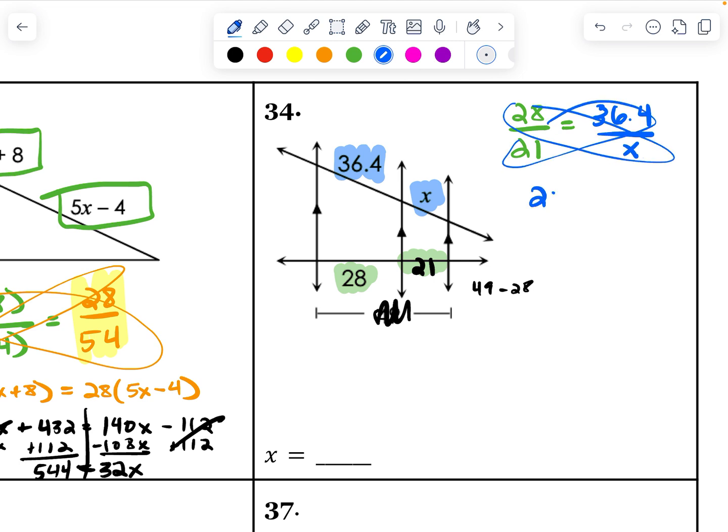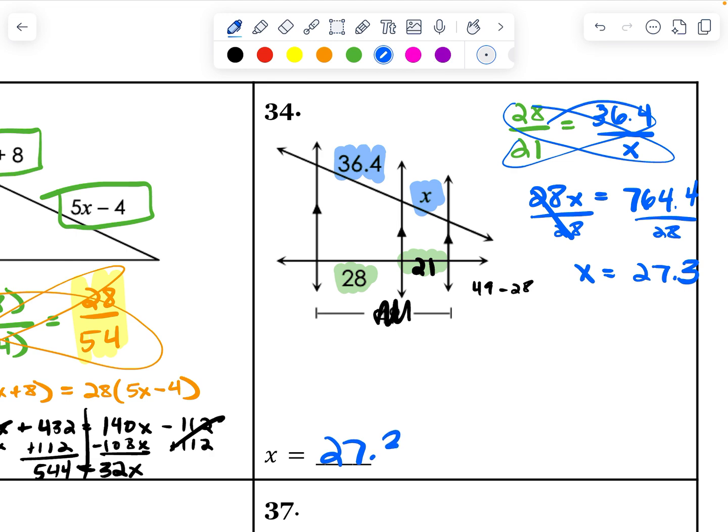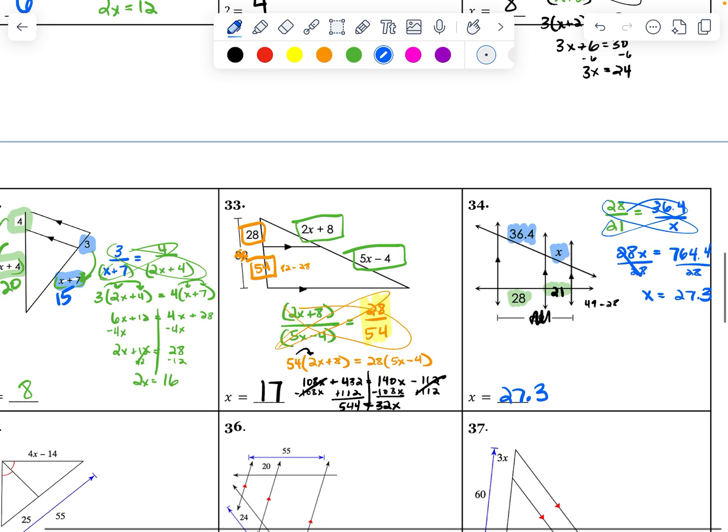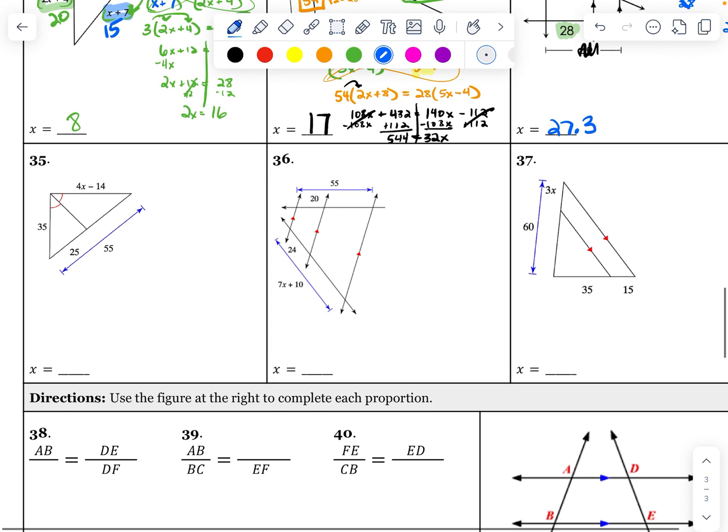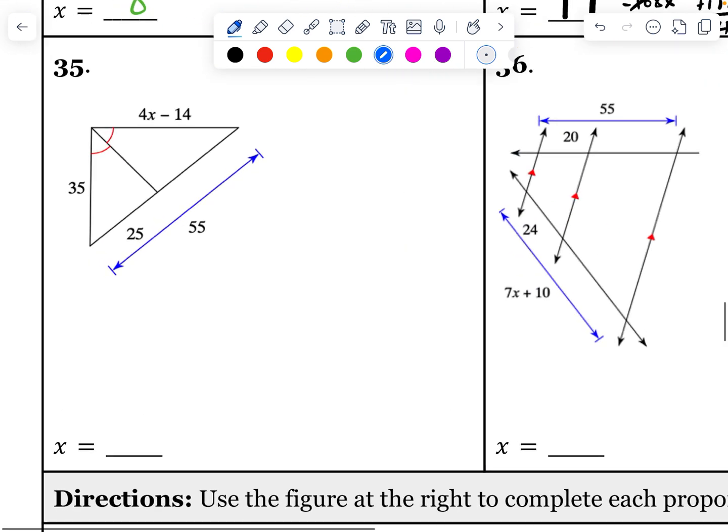Let's see, 28x equals 36.4 times 21. Those decimals are not afraid of you. Do not be afraid of them. I got 27.3. Cool, cool. Let's see, I'm going to do 3 more in this video before that very end down here.